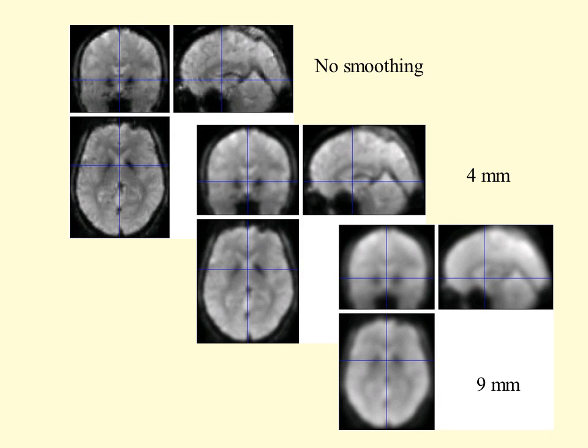Here are some examples of the effects of smoothing on EPI images. Top image, raw data, no smoothing. Applying a smoothing kernel with 4mm full width at half maximum does this to the image. You see it's blurred it a bit, and a 9mm smoothing kernel does this. You can see that the anatomical information that you can discern in an EPI image is much reduced by the time you've applied a 9mm smoothing kernel, although such smoothing kernels are not uncommon in the literature.